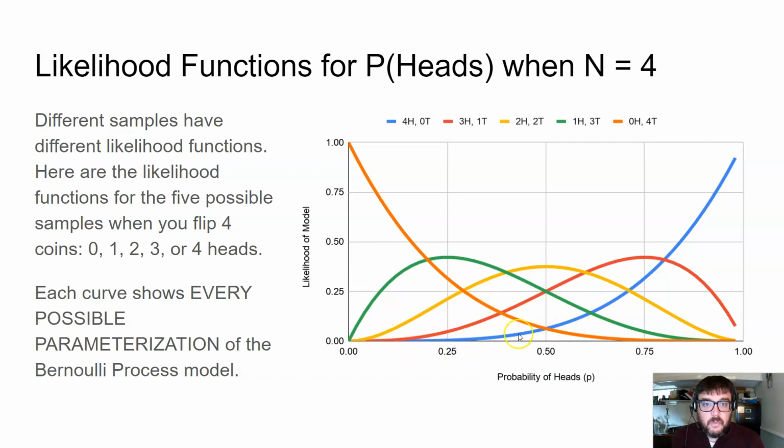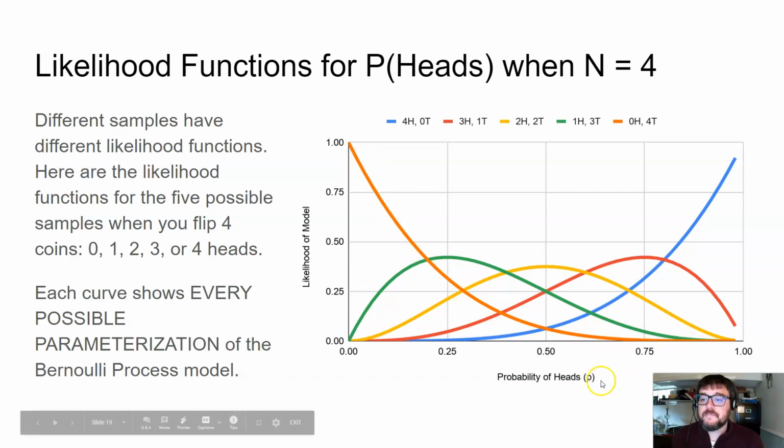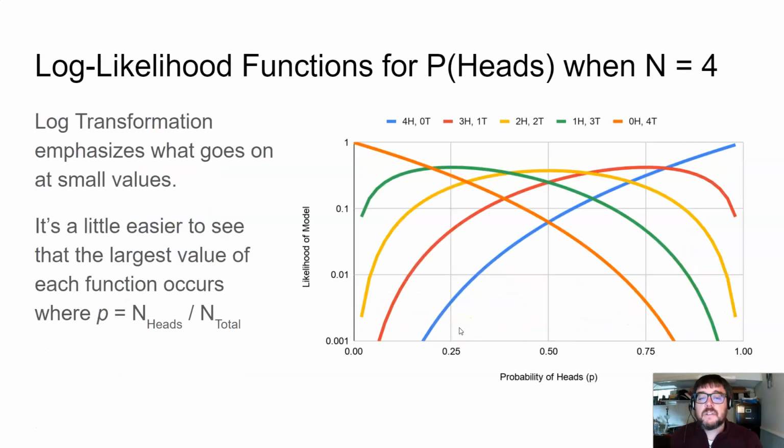Here's that same curve we saw before where there's 4 heads and 0 tails. And we can see that the likelihood functions are differently shaped. Each of these curves represents a likelihood of a different model given that particular data. Oftentimes the values down here are what's more important, and so you can use log transformation to look at the likelihoods of each different model.